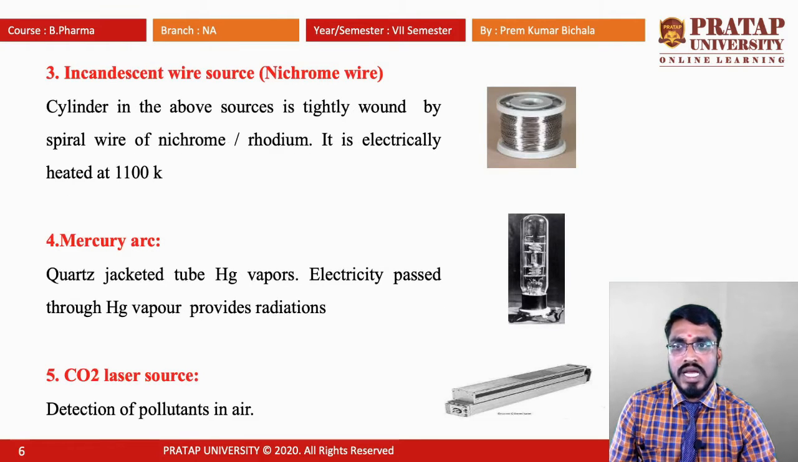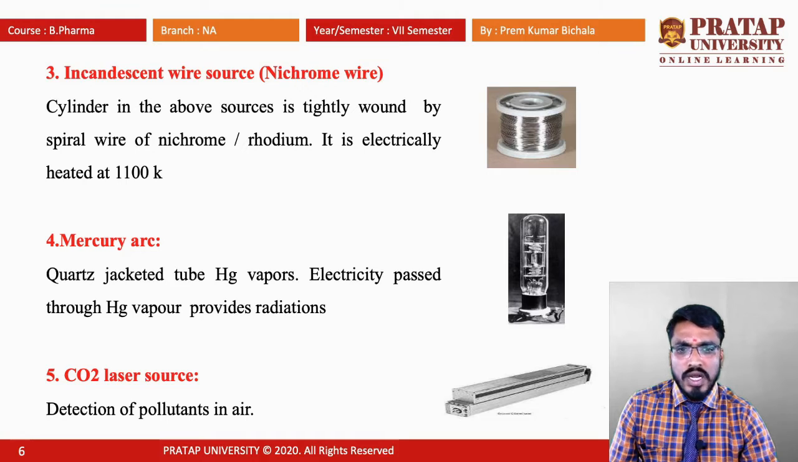The third one, the incandescent wire source. Just go through the picture. It is also called nichrome wire. The cylinder in the above source is tightly wound by a spiral wire of nichrome or rhodium. It is electrically heated at 1100 Kelvin. So the temperature for this source is less compared to the first two sources.